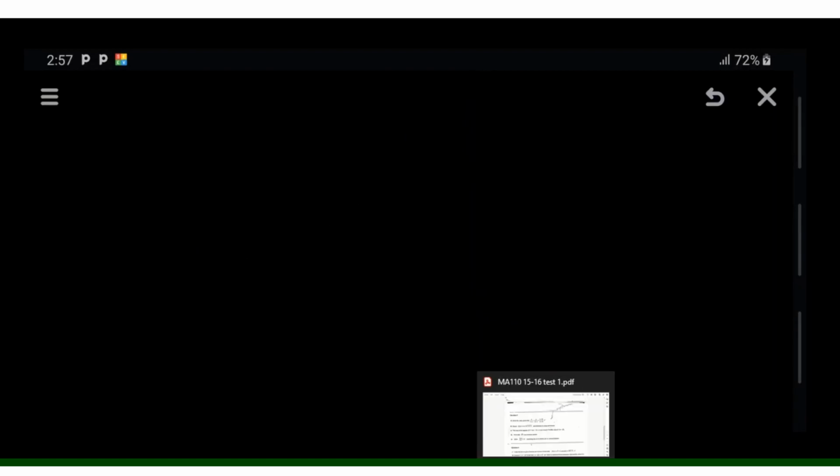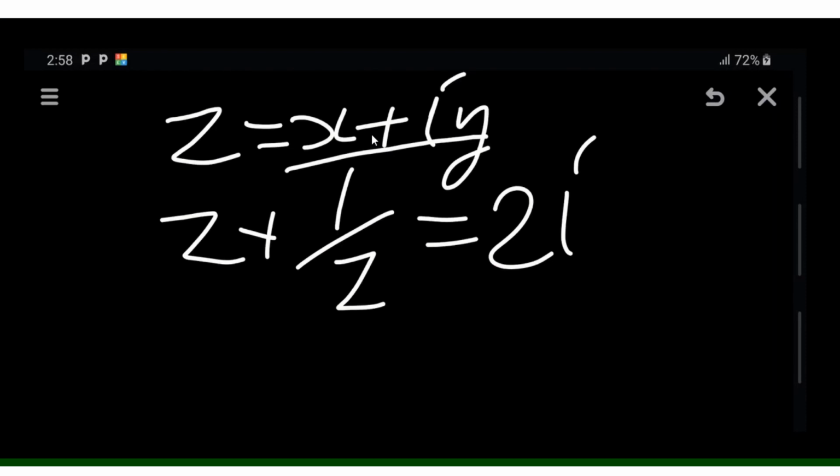This one, there are some tricky things we have to do. So Roman numeral 2, it says our z is equal to x plus iy. So we are finding z plus 1 over z is equal to 2i. So we are replacing this in every z. So this is the question here.